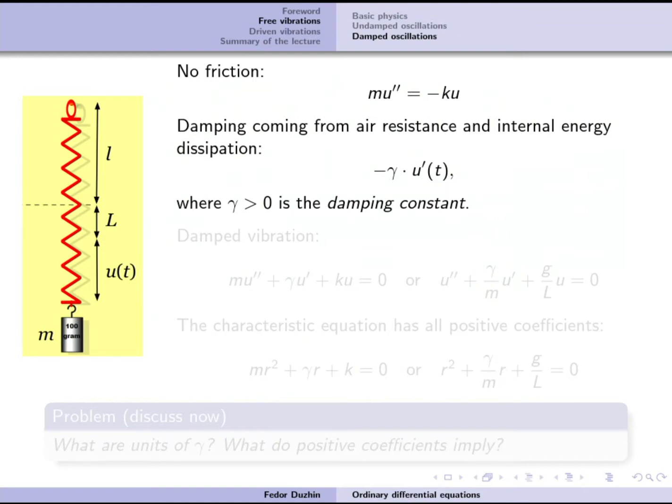So the resistance means that its direction is the opposite of the velocity. That's why the minus sign. And it is proportional to the speed of the object. So basically, the logic here is that the faster it is moving, the higher is the resistance. And hence, the equation for the damped oscillation is like this. Right? So here, gamma is the damping constant.